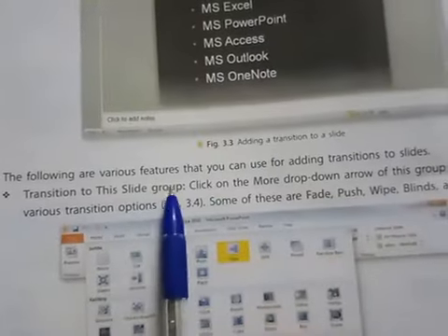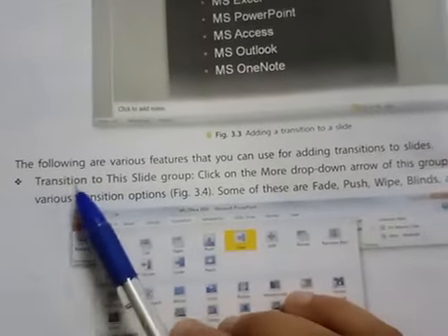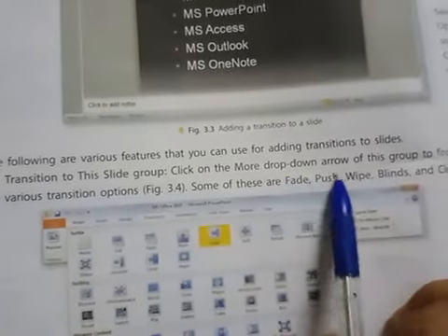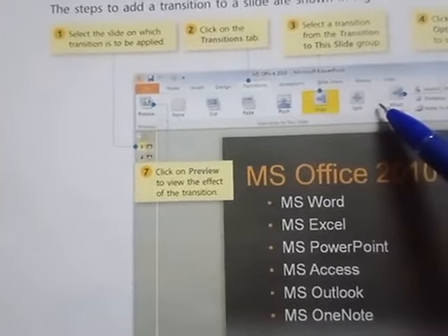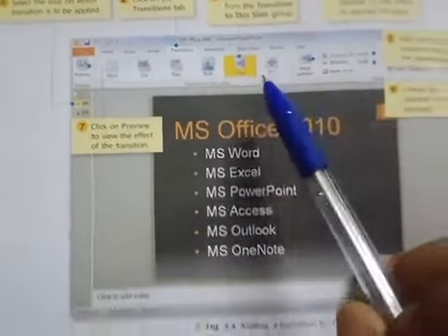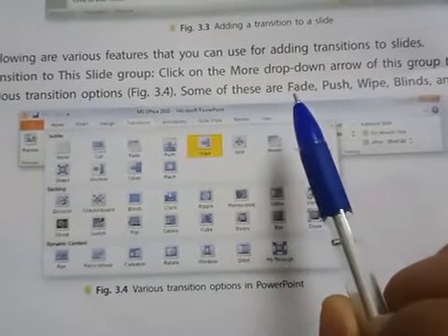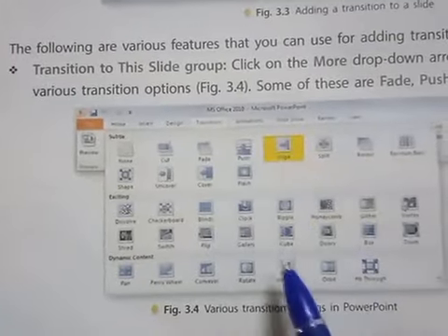The following are the various features that you can use for adding transition to slides. Number one, Transition to This Slide group. There are multiple options when you click on this drop down arrow. In this group there are multiple options which are used to apply on our slides, and these options are fade, push, wipe, blinds, and clock. So these are the different effects which you can apply on your slide transition.